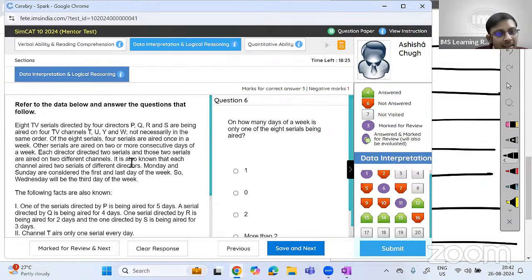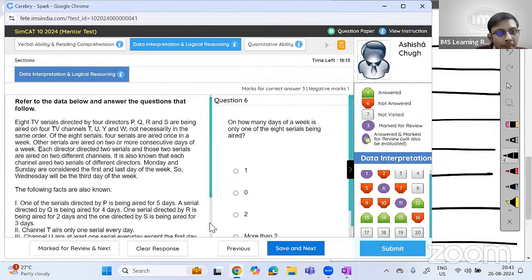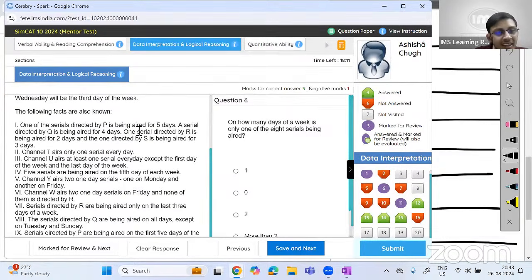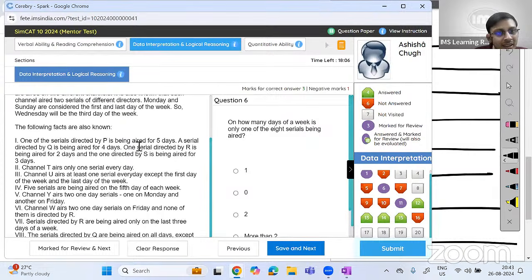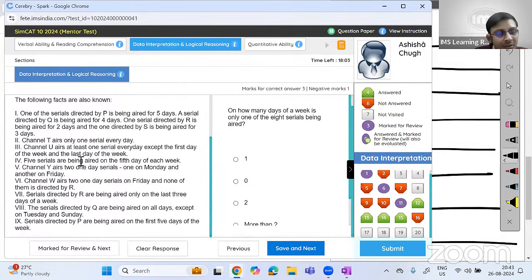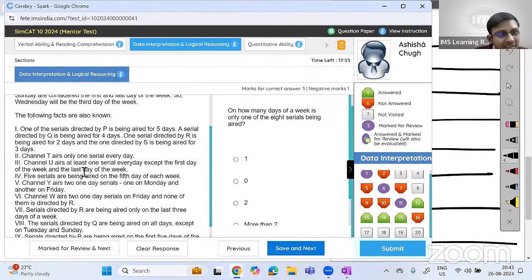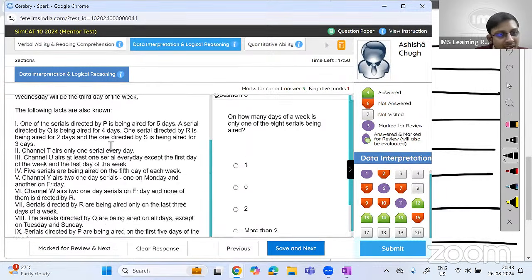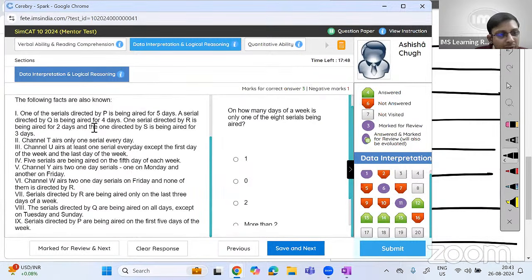And it is known that each channel aired 2 serials of different directors. Monday and Sunday. Now, if you look at this part, one of the serials directed by P aired for 5 days, serial by Q for 4 days, R for 2 days, S for 3 days. In the points of information, there seems to be more about PQRS. We have this one major point of information at the beginning.